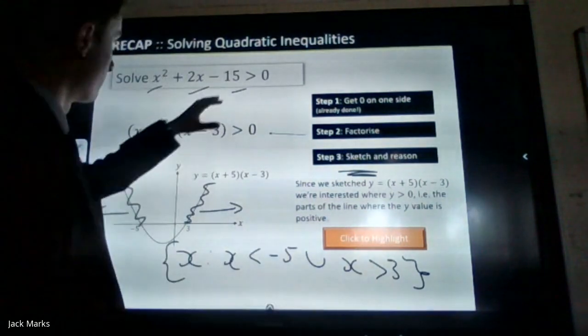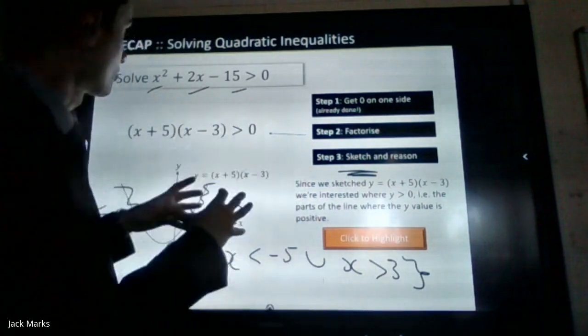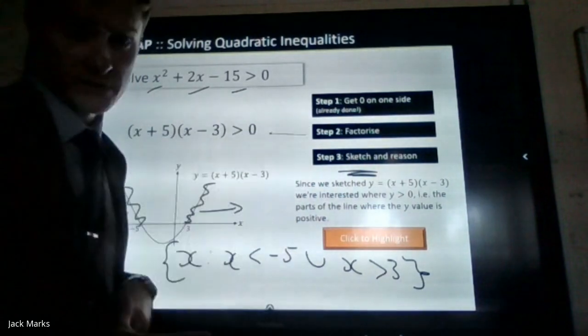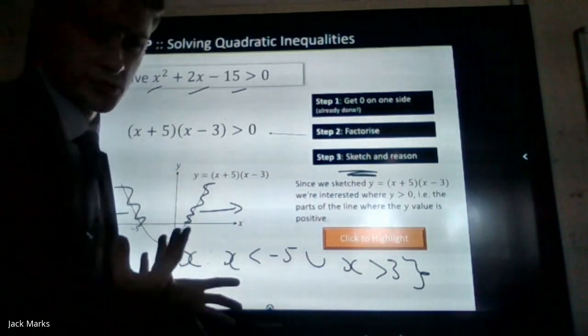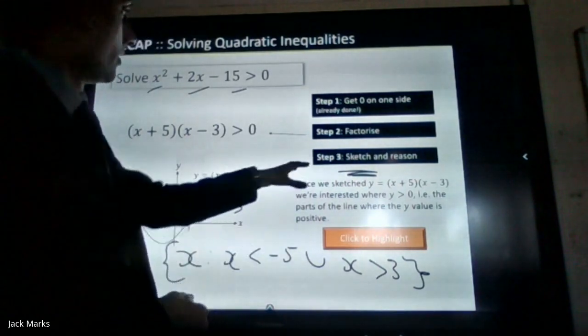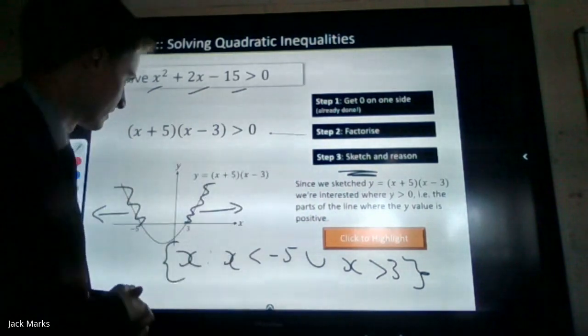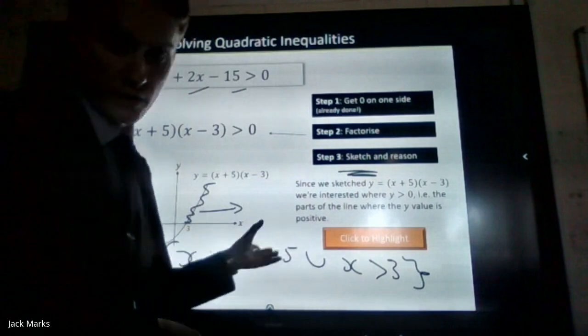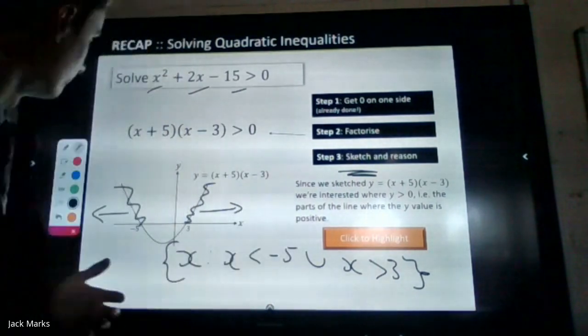So the steps are, make sure if it doesn't have it already, that there's a 0 on the other side, so the quadratic's all on one side. Attempt to factorize. For these questions in the book, I think it's pretty much always factorization. We sketch it, think about smiley face or frown is the classic, and then reason. Don't forget, it's about x, so the answer needs to involve x as well.